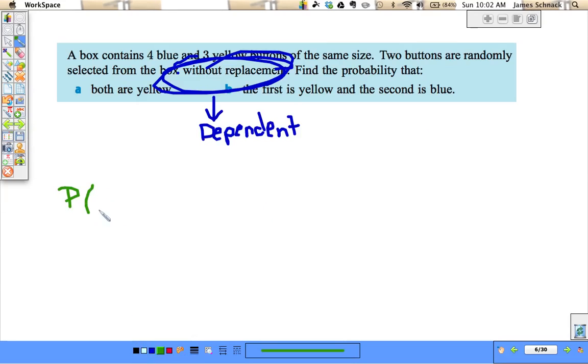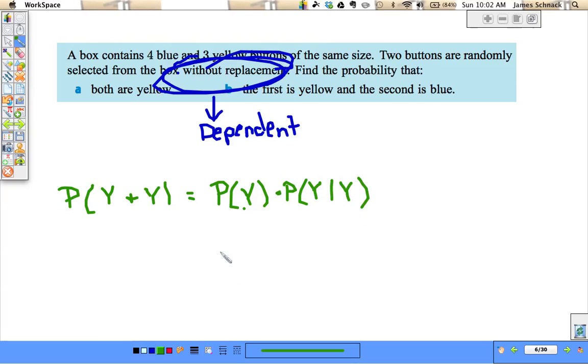So for part A, probability of yellow and yellow. Okay, what's the probability of picking a yellow? Well, it's 3 out of 7. Times, now let me back up. Let's get some probability notation. So this will be the probability of yellow times the probability of a yellow given that a yellow has already been picked. So what's the probability of picking a yellow? Just said it, it's 3 out of 7. But now what's the probability of a yellow given that we already picked one?